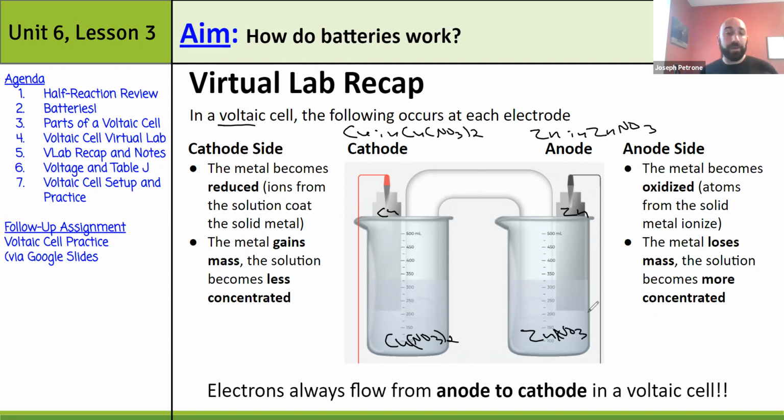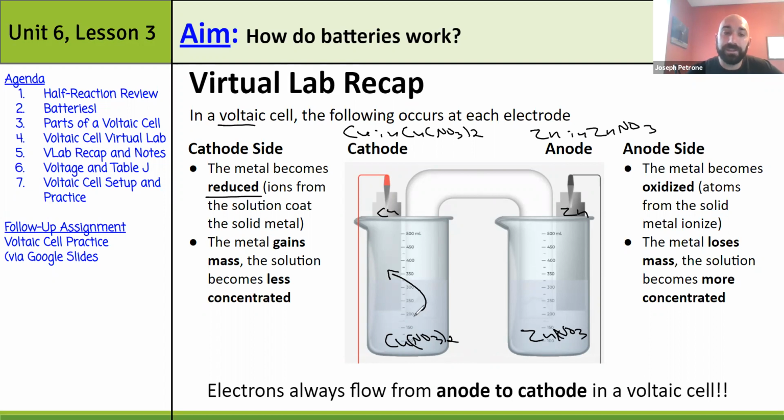Now, as we ran this process, you should have noticed a couple things. We'll start on the cathode side and go one at a time. The cathode side, the one marked by the red wire here, is the location at which this metal becomes reduced. So this is where reduction occurs. We saw that through noting that ions from the copper nitrate solution were coming out of solution and coating the metal. That was represented by the little bubbles you saw, which were supposed to add some texture to this.